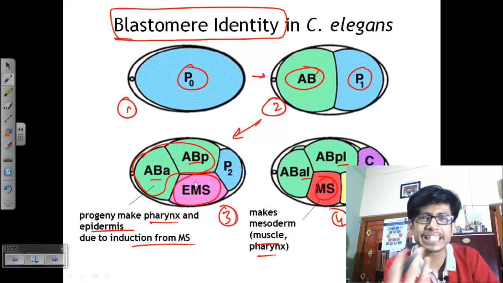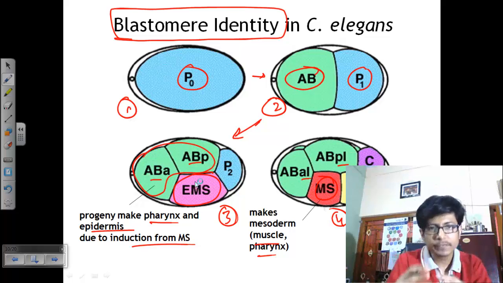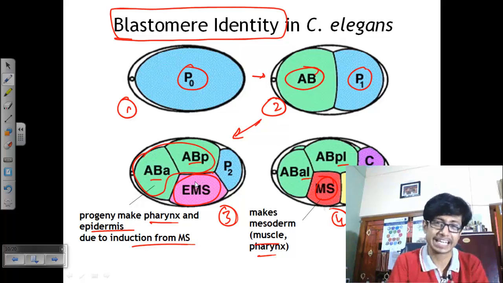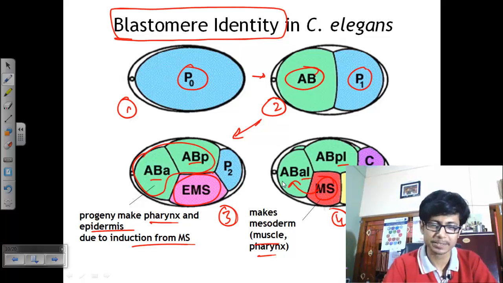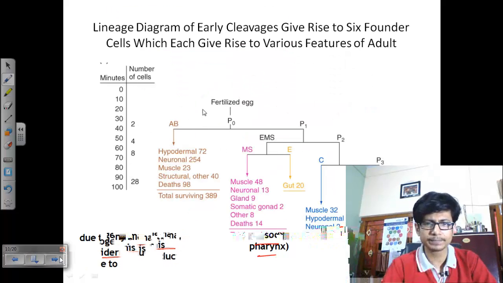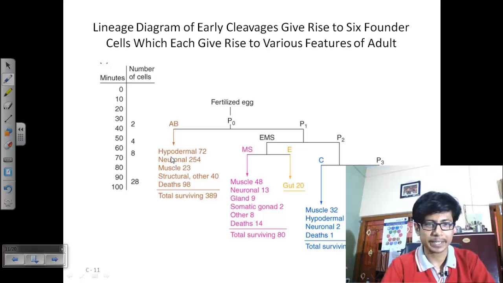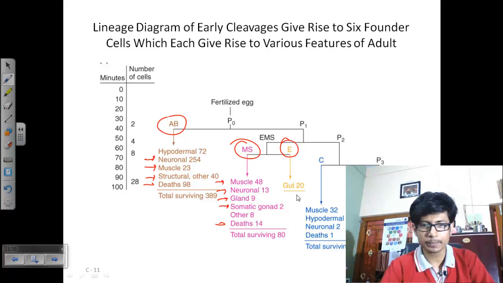Because of the process called induction during development, a specific tissue or cell can influence the nearby cells to receive a different fate, or receive the same type of fate, as MS receiving the fate to make muscle and pharynx. Due to the close proximity of ABA to the MS, the MS will influence this AB to produce pharynx and epidermis. That's what happens. And this is the body planning, which part produces which region. Say, AB regions: neural, muscle, structural development. From the MS section also: muscle, neural, gland, somatic, gonad and all this. The E part produces gut, right?